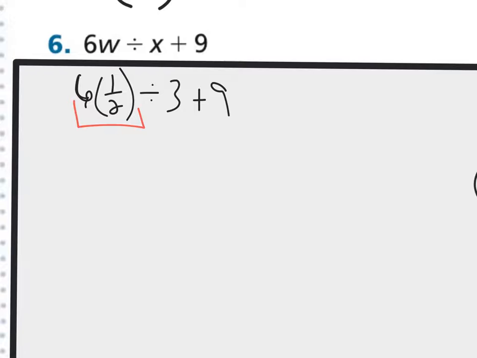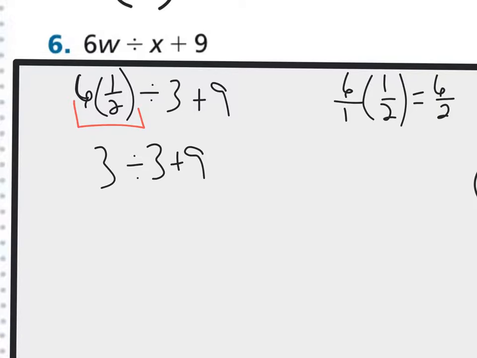If we take half of 6, that would be 3. If you're not sure on that, the 6 we could put as 6 over 1. If you multiply across, that'd be 6 divided by 2, which is 3. The next thing then we would be dividing. So 3 divided by 3 is 1. And then that leaves us with 1 plus 9, which is 10. So number 6, when we evaluate that, should be equal to 10.